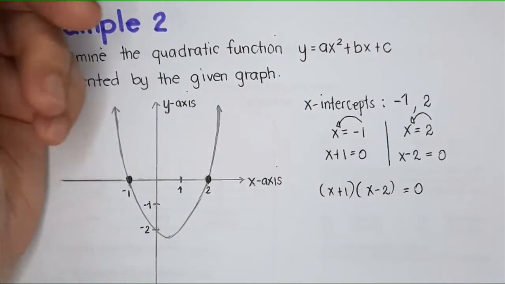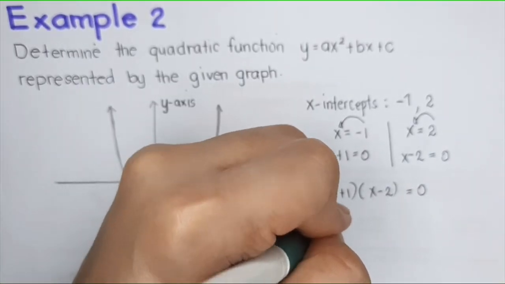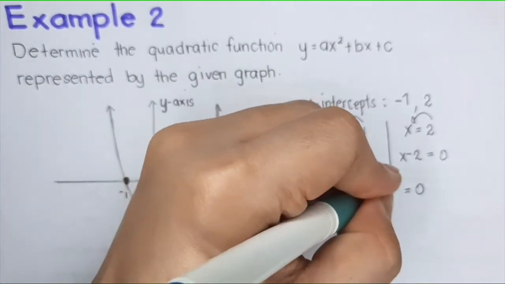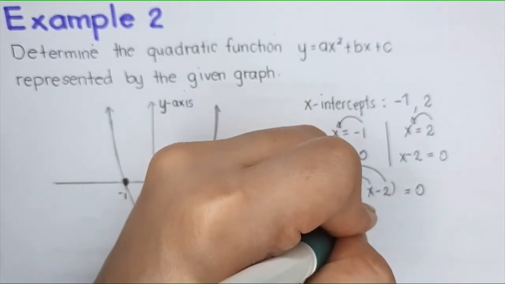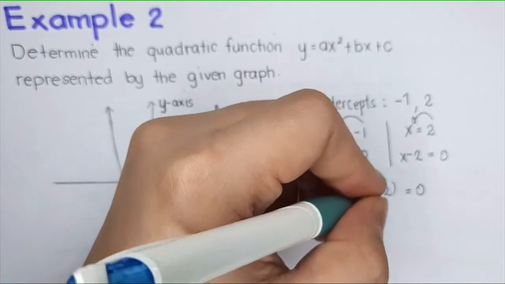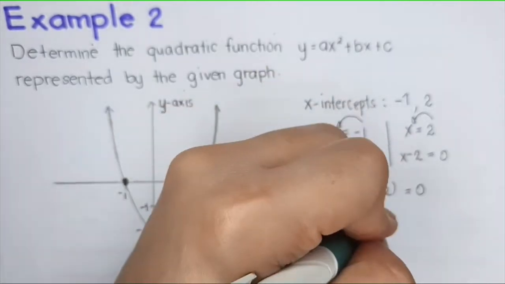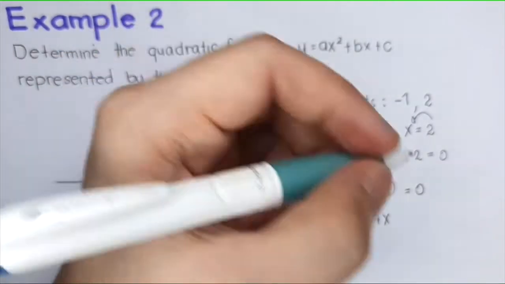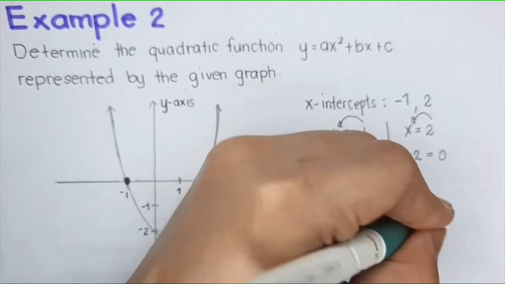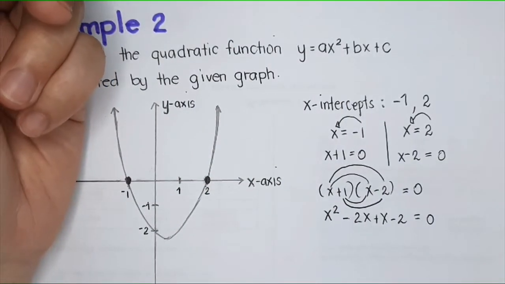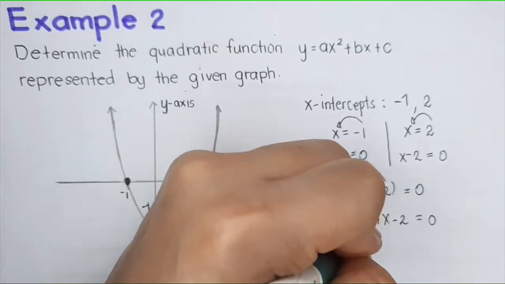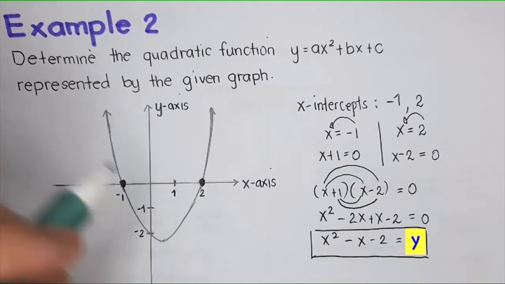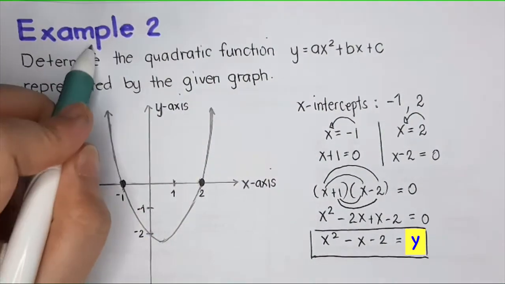And then you do the FOIL method. What do you get? First terms, x squared. Ito yon. Outer terms. Ito at saka this one. You'll get minus 2x. Inner terms, you'll have x. And then finally, the last terms. So, you'll have negative 2. That's equal to 0. Okay? So, simplifying further, you will get this. Okay? So, this is the answer for this example.